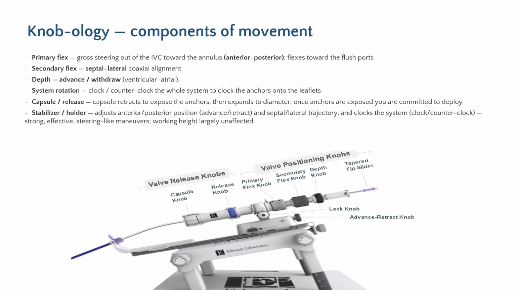So knobology. One thing that is complicated about the device is the number of knobs. So there's primary flex, which largely moves you from anterior to posterior. The secondary moves you from septal to lateral. There's also a depth knob. You can rotate the device clockwise and counterclockwise to get better trajectory on the device once you're in the RV. And then you have to manage the capsule and the stabilizer. Next.